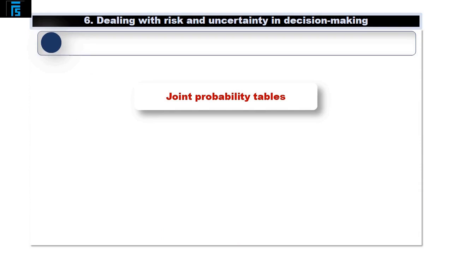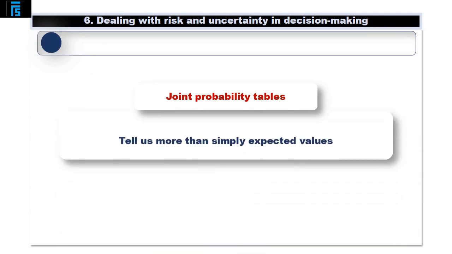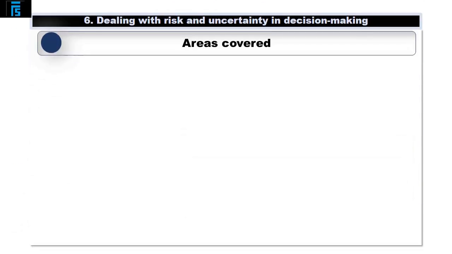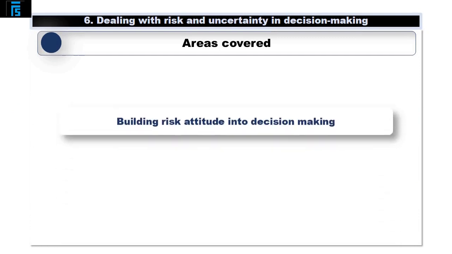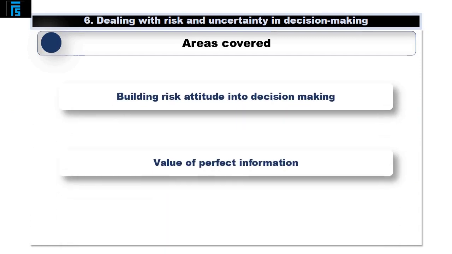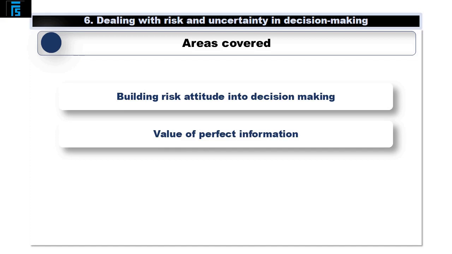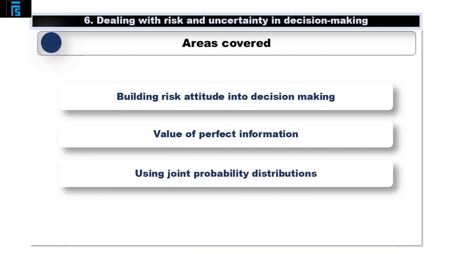In other words, joint probability tables are useful things that tell us more than simply expected values. In this video, we've considered how to build risk attitude into decision making, how much perfect information is worth to us, and how to use joint probability distributions to help us with decisions. All these techniques assume we know probabilities and values. Often both are estimates at best.